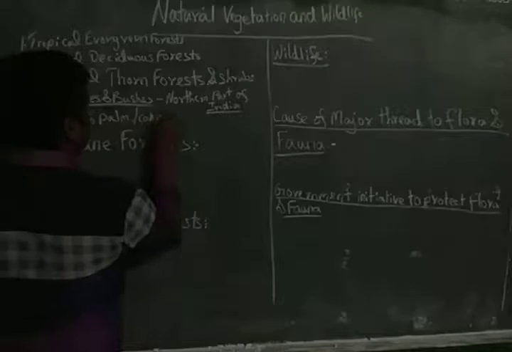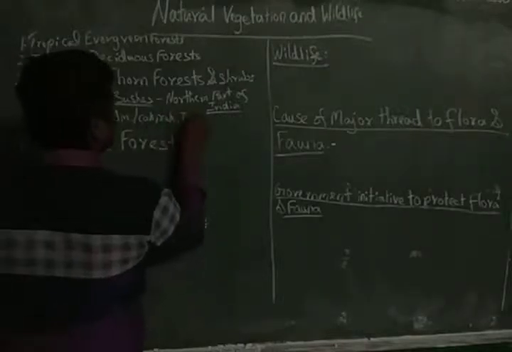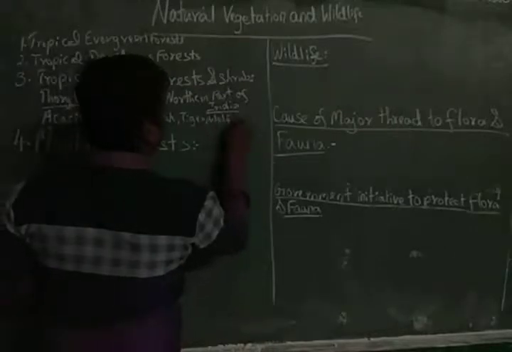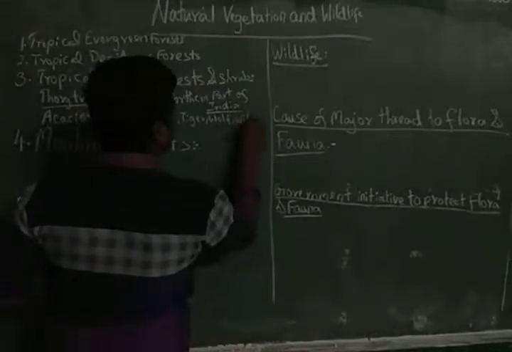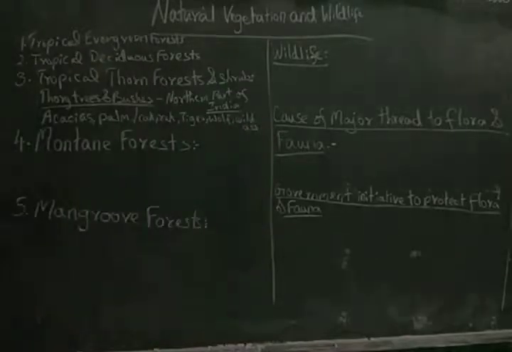Cat, rat, tiger, wolf, wild ass, like that. So these are the things that we see in the tropical thorn forest and shrubs.